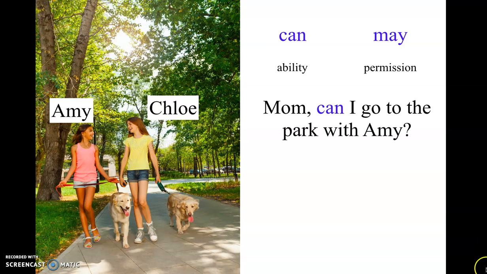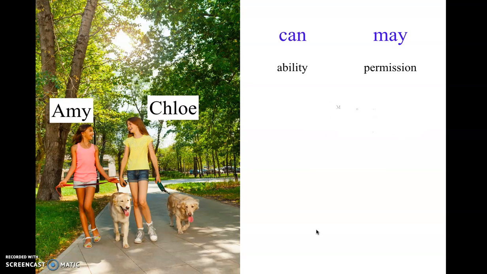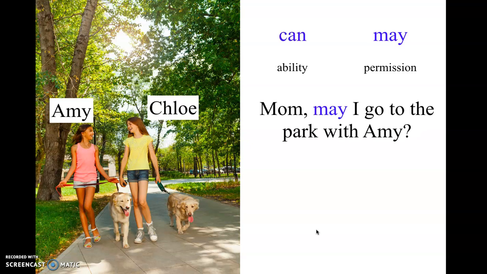So let's imagine that Chloe is talking to her mom, and Chloe says, "Mom, can I go to the park with Amy?" Here's Amy. Now, if her mom was sarcastic or was a grammar teacher, such as I am, she might say, "Yes, you do have that ability." So she's not giving her permission. She's saying, yes, that is something you're able to do. But as a parent, she hasn't given Chloe the permission. So Chloe needs to then say, instead, "Mom, may I go to the park with Amy?"